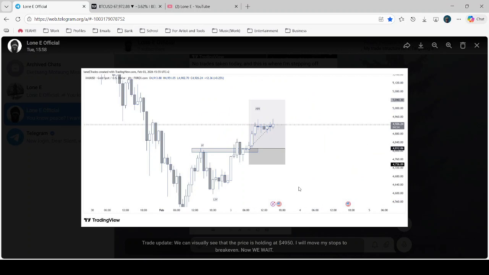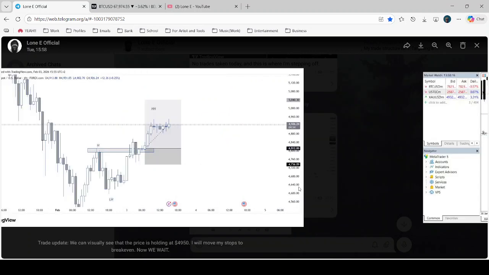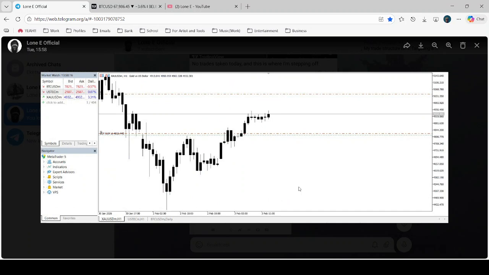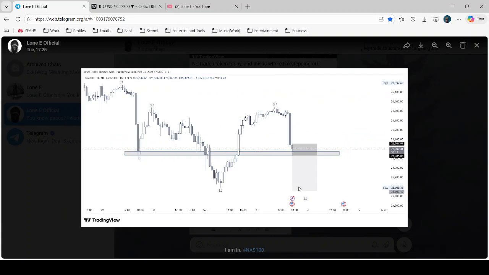As you can see, I was still in this trade. I moved my stop loss to break even. And then as I was still in the gold trade, the NAS 100 presented a trade to me.